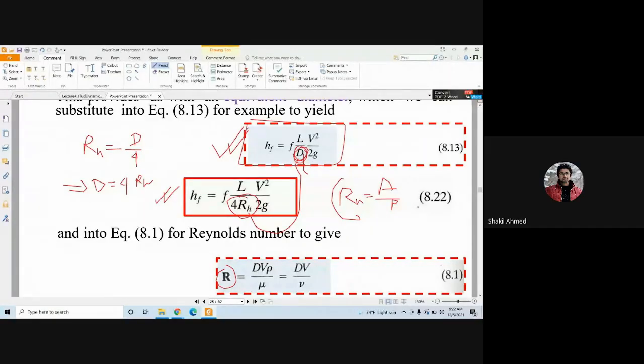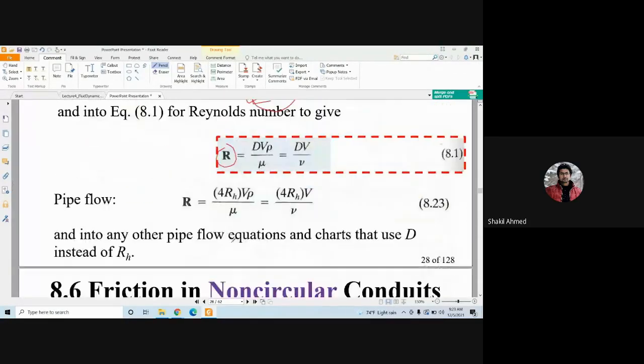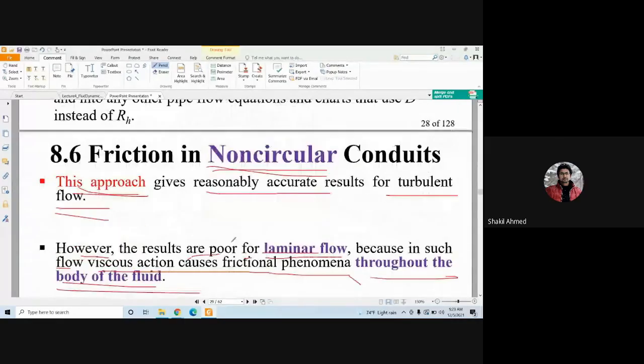Now the question is, what is it for a non-circular pipe? Then what have you done? We have replaced this D with 4 into RH and we got this. So for non-circular pipes also, you can calculate RH as A by P and you can put this value here, you will get the value of HF. But this approximation does not work well in case of laminar flow.